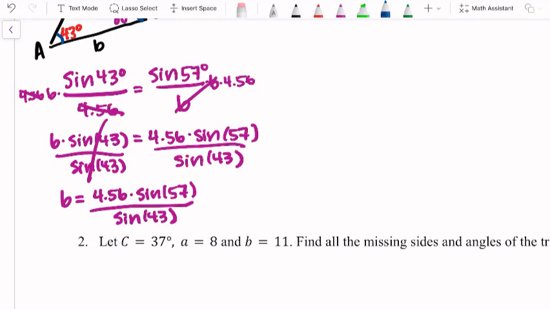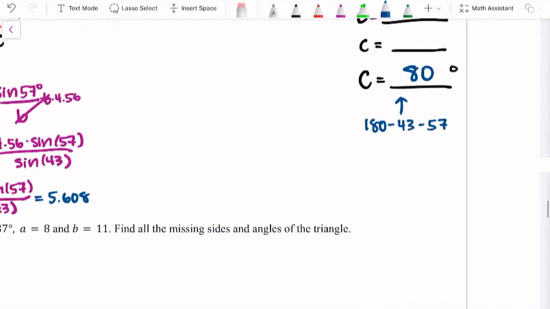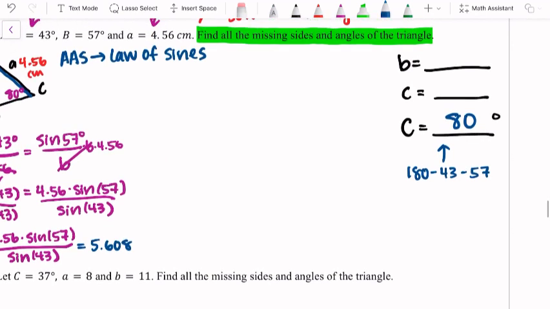All right, okay, so I see I've isolated my B. I have everything ready to go. We're going to type this into our calculator, and then we're going to round to 3 decimal places. When I typed it into my calculator, I got 5.608. Please go ahead and double check that to see if that's what you got as well. Okay, so I'm going to write that here: 5.608. And we did have units, so I'm going to include units, so centimeters.